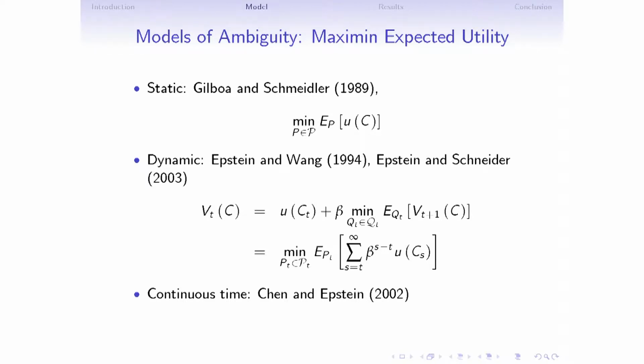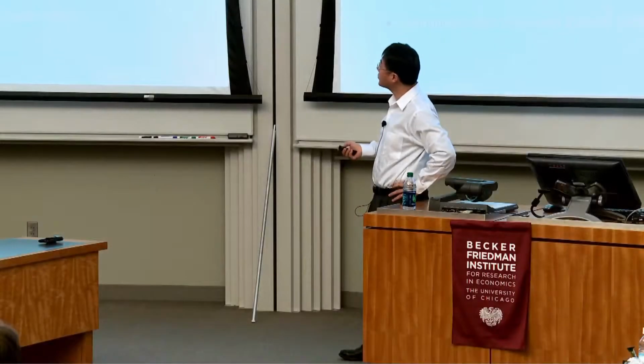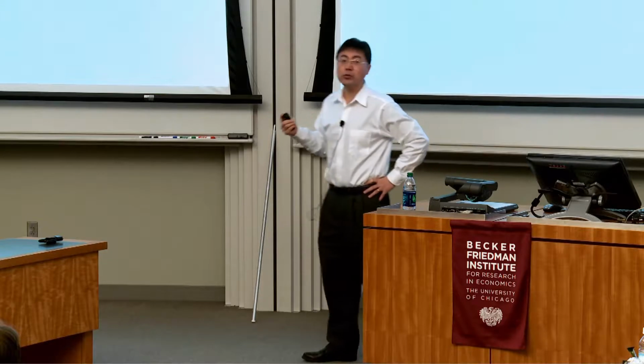Epstein and Schneider. Then you have a full state space distribution, and you can update the distribution. Also, you have to make it time consistent. That's the model, and it is widely used in the literature. Then Chen and Epstein also propose continuous time models. Okay, so let's see what we can do about this model.